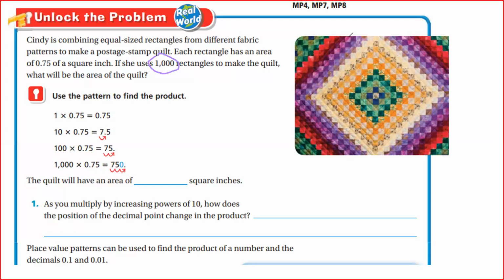So now, what do we have? 0.75 times 1,000. Now, all of you look at me here. What do I have? I have to multiply by what? By a power of ten, tenth, hundredth, or thousandth? Thousands. Yeah, I mean by a power of 10. Now, how many zeros do we have? We have 3 zeros.